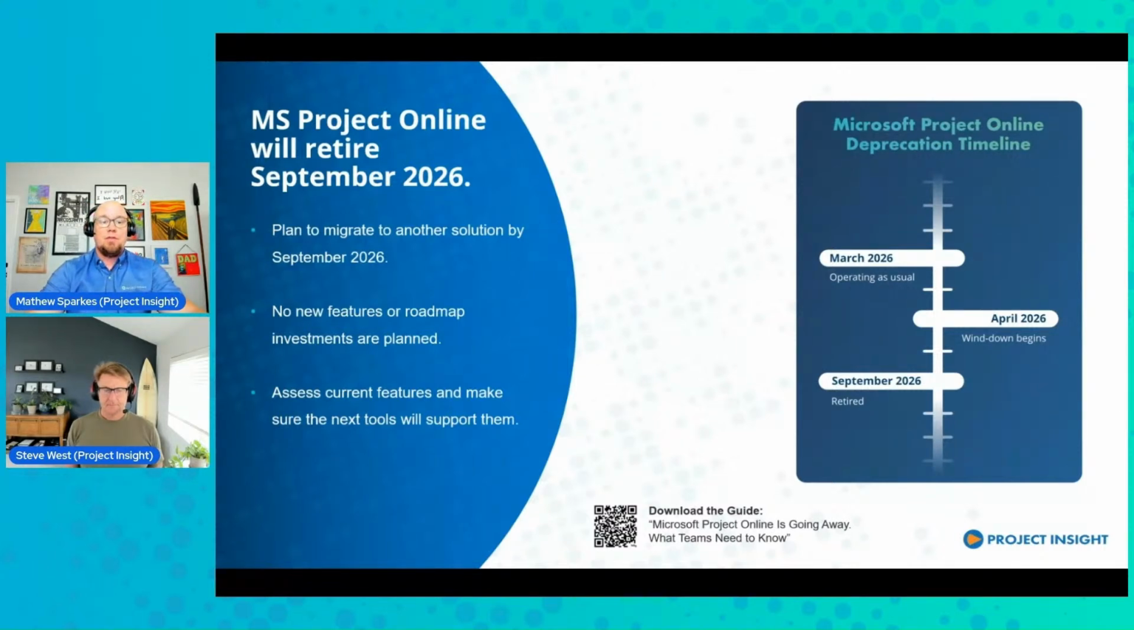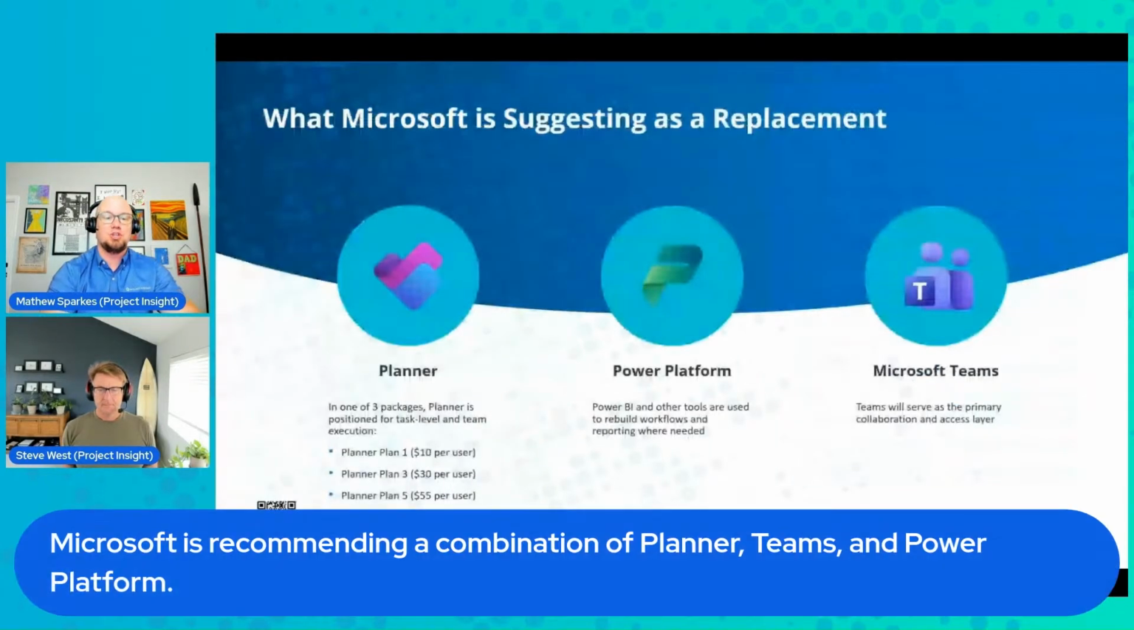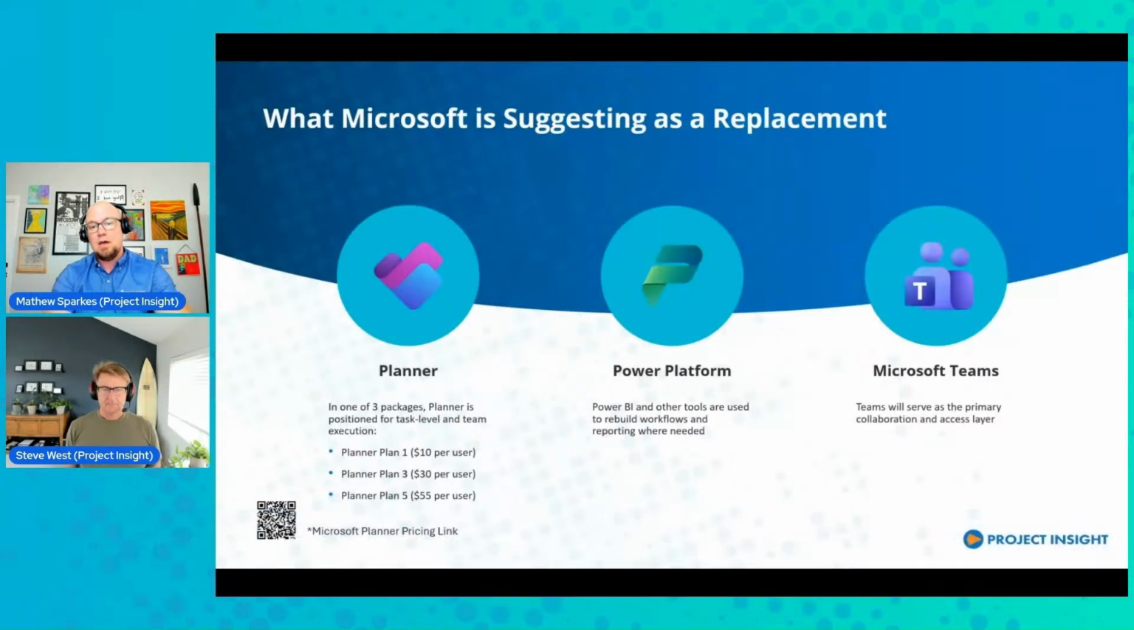The trick with this is, we are being asked to leave our unified platform of MS Project Online and transition into three additional tools that Microsoft is going to be supporting. Planner, where we'll actually execute our work. Power Platform, where we will be able to do our reporting. And then Microsoft Teams, where we can communicate and collaborate at that point in time.